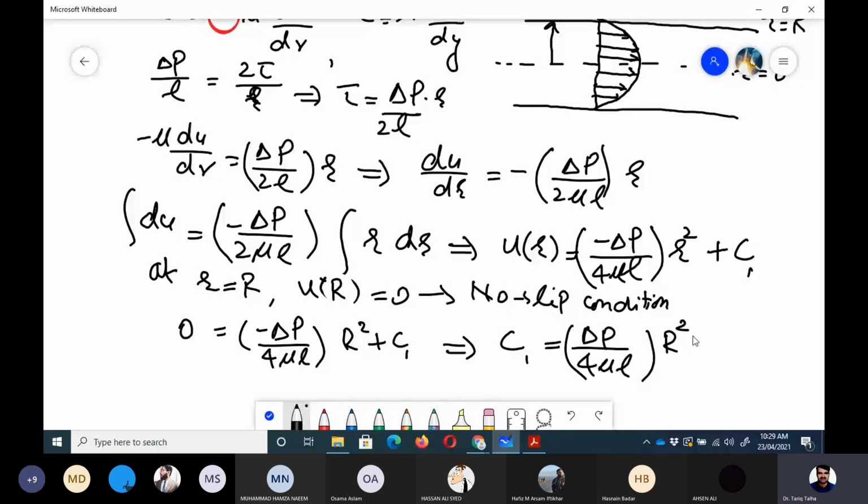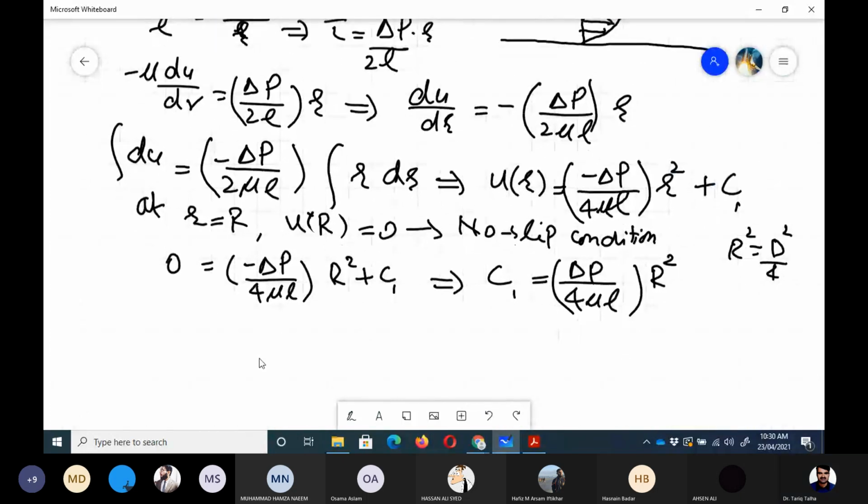Now in the book they have written this. You can also write it in terms of the diameter. If we replace capital R with capital D, then here it would be 16, because R square is D square by 4. So if we write it in terms of D square, it would be 16 mu L, and here it would be D square. So it's up to us in which format we want to write, but because the book also uses diameter, I thought I should discuss that.